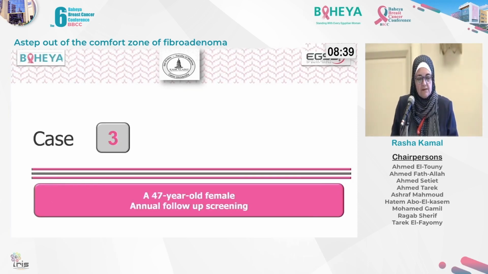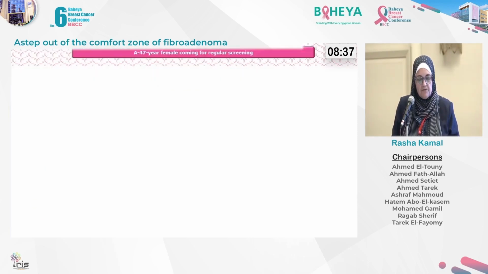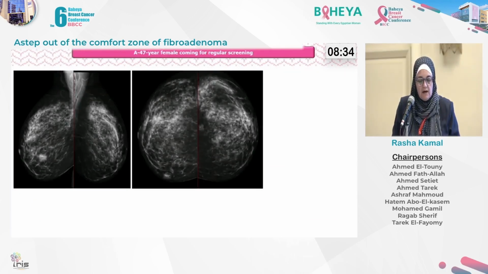The third case is a 47-year-old female. She came for annual screening mammography. On her screening mammogram, there were 2 masses, one which was present in the right breast, and the other one is deeply seated in the left breast. According to the report written, the one in the right breast showed complex features, and close follow-up was recommended after 6 months.